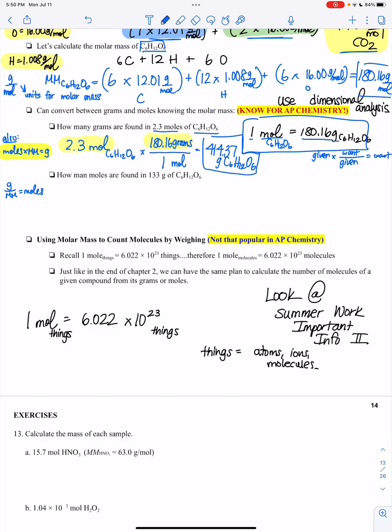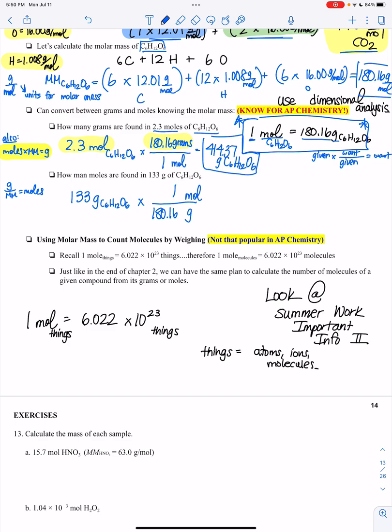How many moles are found in 133 grams of C6H12O6? I'm going to start with my 133 grams of C6H12O6. Whatever I start with or I'm given, I put in the bottom. Whatever I want, I put on top. And before my eyes, I have the units from my conversion factor here, and I know what number goes where. The 1 is associated with moles. The 180.16 is associated with grams.